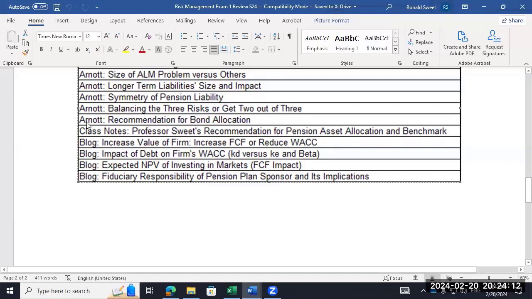He has 2 recommendations. The first one doesn't make sense to me. He says balance the 3 risks. Why would you balance the 3 risks? Because one of them is a lot larger than the other 2. But he says balance. The other one says get at least 2 out of 3, or get 2 out of 3. So that doesn't make sense to me either.